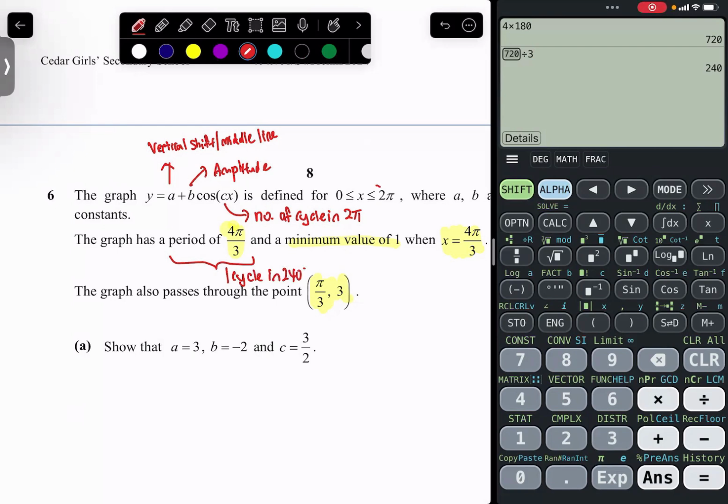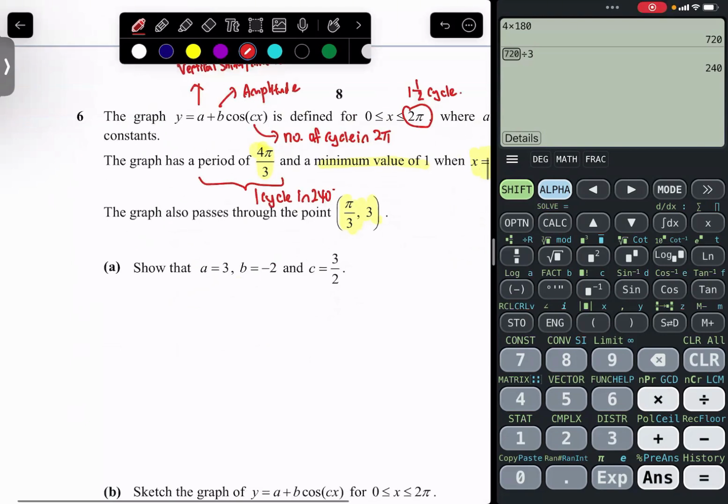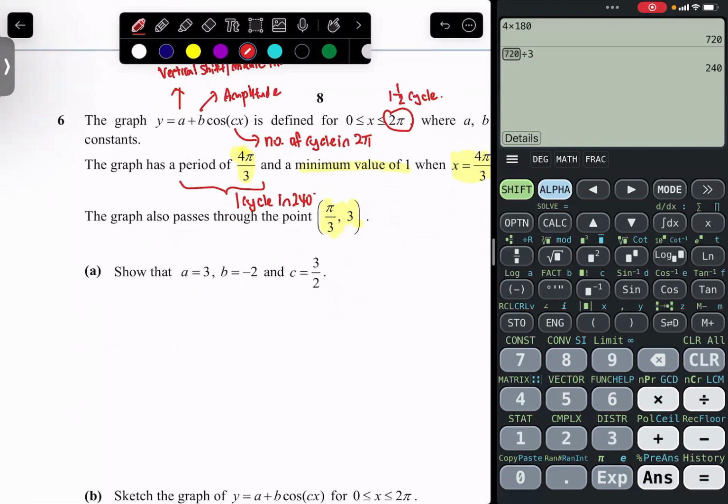So if I go up to 360 degrees in this case, I will have 1.5 cycles, because one cycle is 240 degrees and half a cycle is 120 degrees. Since there are 1.5 cycles in 360 degrees, c must be equal to 1.5. To solve for c, I can just say 2 pi divided by 4 pi over 3, so that will be 3 over 2.